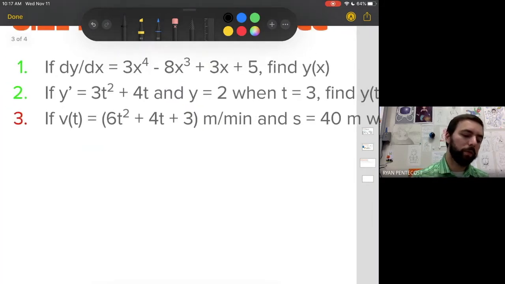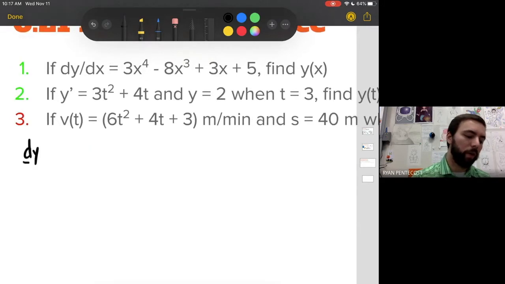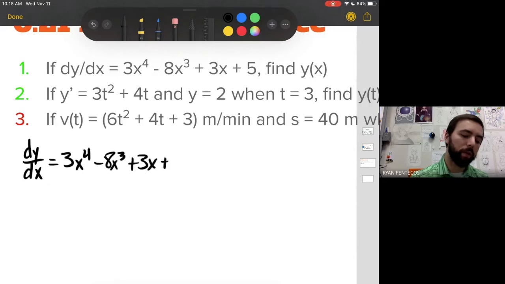Number 1 first. We have dy/dx, which means the derivative of some function y with respect to x. That equals 3x to the 4th minus 8x cubed plus 3x plus 5. We want to find what is the original equation, y of x.